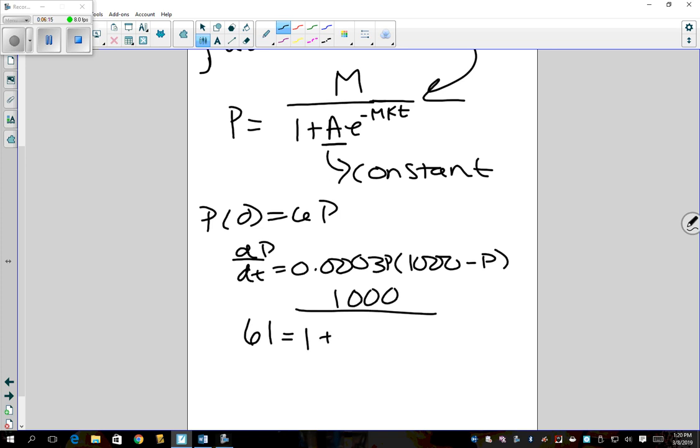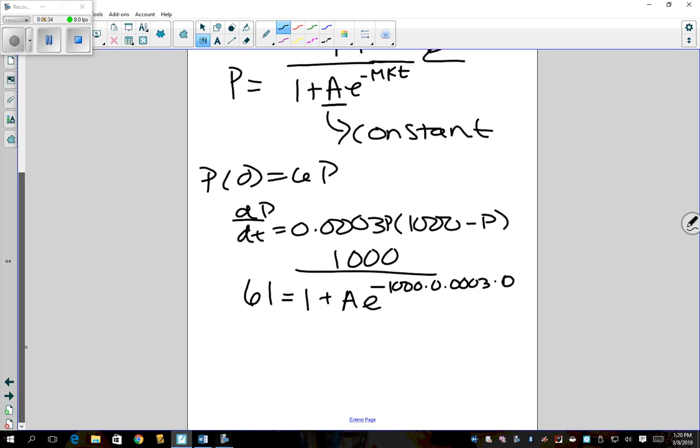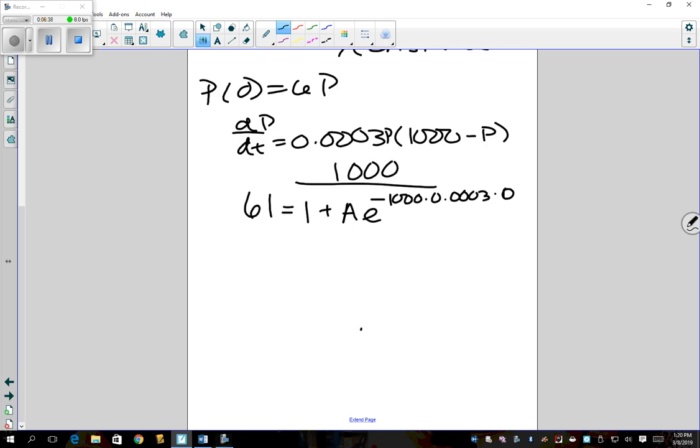So this looks like 61 equals 1,000 over 1 plus A times e to the 1,000 times 0.0003 times t, where t is 0. And so if you want to try to solve this out, you can. Otherwise, you can just go with my calculation that A is 15.393.